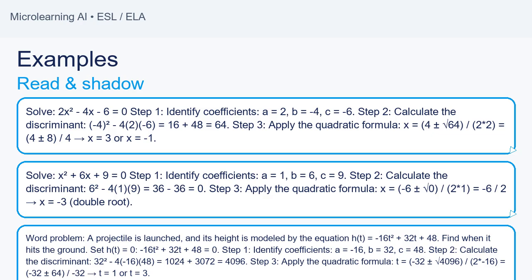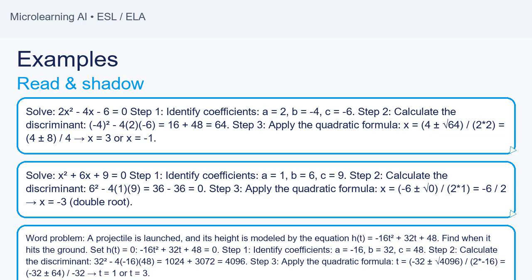Repeat after me. Solve 2x squared minus 4x minus 6 equals 0. Step 1. Identify coefficients. a equals 2, b equals negative 4, c equals negative 6. Step 2. Calculate the discriminant. Negative 4 squared minus 4 times 2 times negative 6 equals 16 plus 48 equals 64. Step 3. Apply the quadratic formula. x equals 4 plus or minus root 64 over 2 times 2, equals 4 plus or minus 8 over 4. x equals 3 or x equals negative 1.